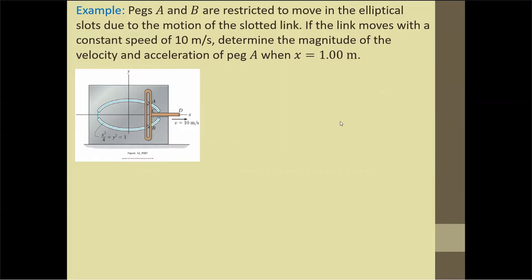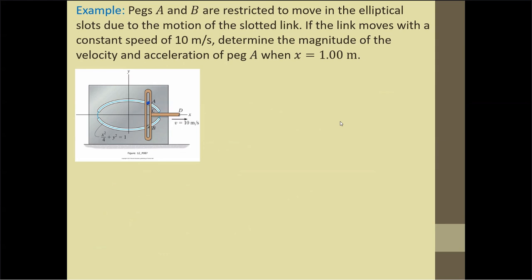This problem: pegs A and B are restricted to move in elliptical slots due to the motion of a slotted link. If the link moves with a constant speed of 10 meters per second to the right, determine the magnitude of the velocity and acceleration of peg A when x equals 1 meter. Peg A is here.